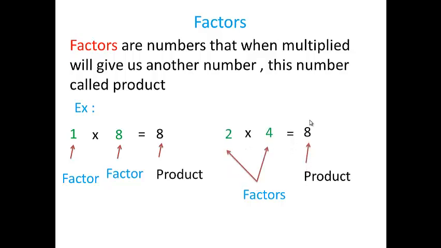Also, 2 multiplied by 4 is equal to 8. 2 is called a factor, 4 is called a factor, but the 8 after the equal sign is called the product. Now, the factors are 1, 8, 2, 4. Rearrange them from small to big. So my factors of 8 are 1, 2, 4, 8.